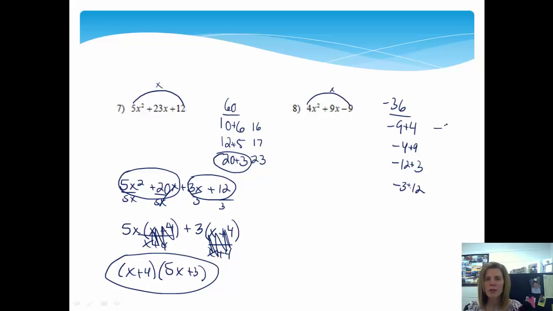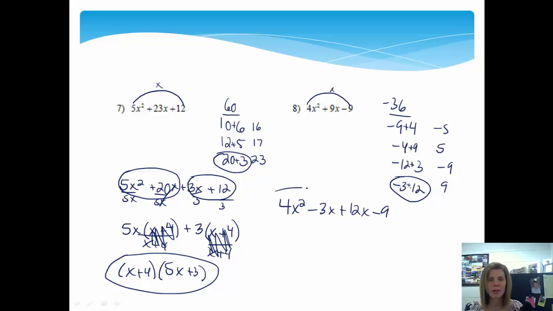Negative 9 plus 4 is negative 5. Negative 4 plus 9 is 5. Negative 12 plus 3 is negative 9. Negative 3 plus 12 is 9. Notice that I don't know why it always seems to be my last choice that works, but here we go. Alright, so I wanted 9. This choice works. So I'm ready to rewrite my polynomial. 4x squared minus 3x plus 12x minus 9.